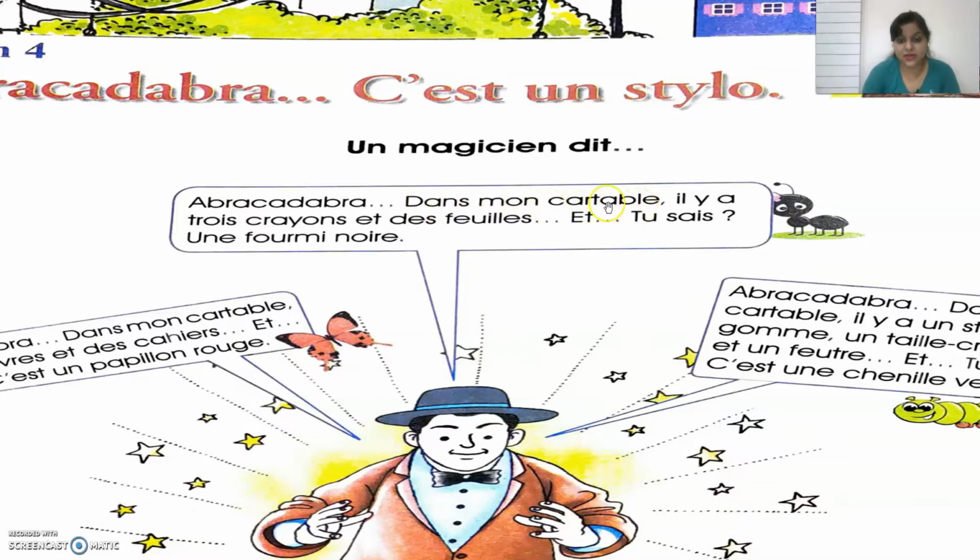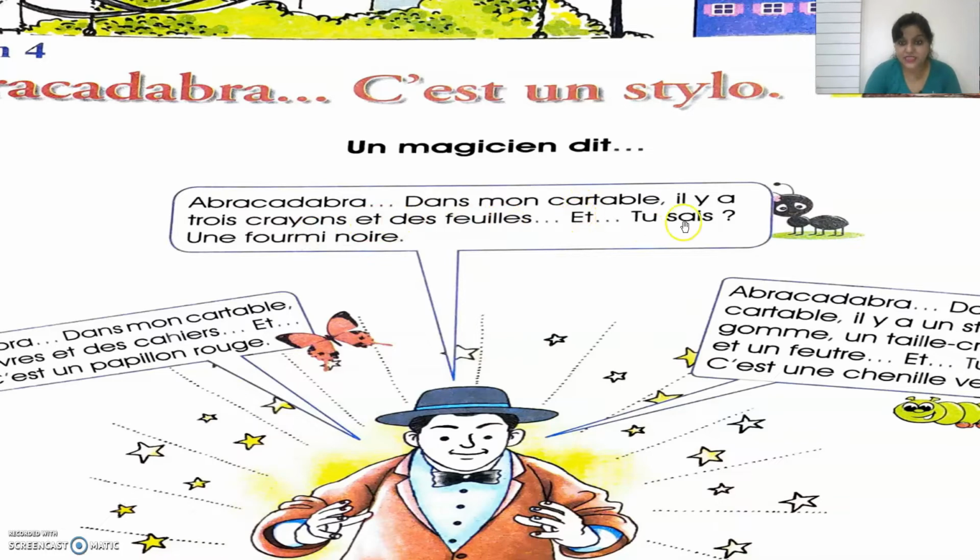Dans mon cartable, in my bag, il y a. Il y a we learned it, that means there are or there is. So there are trois crayons. Trois crayons, 3 pencils. Et des feuilles. Et des feuilles, I told you des means some. Feuilles, sheets. So dans mon cartable, in my bag, il y a trois crayons. There are 3 pencils. Et des feuilles and some sheets.